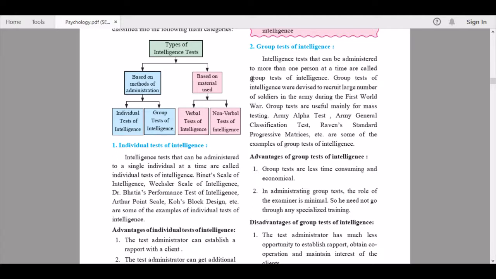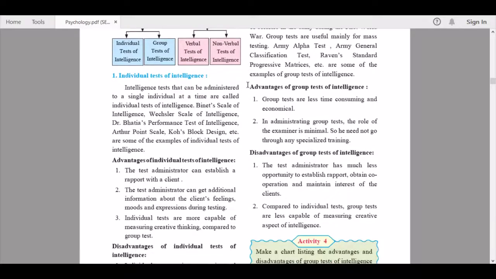Individual tests that can be administered to a single individual at a time are called individual tests of intelligence. Binet's scale of intelligence, Wechsler's scale of intelligence, Dr. Bhatia's performance test of intelligence, Arthur Point scale, Koh's block design, etc. are some of the examples of individual tests of intelligence. The advantages have been given here.